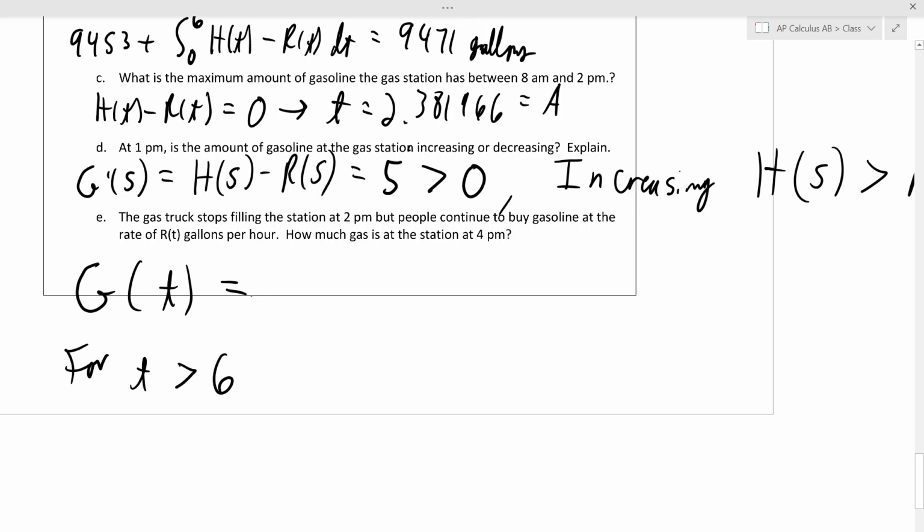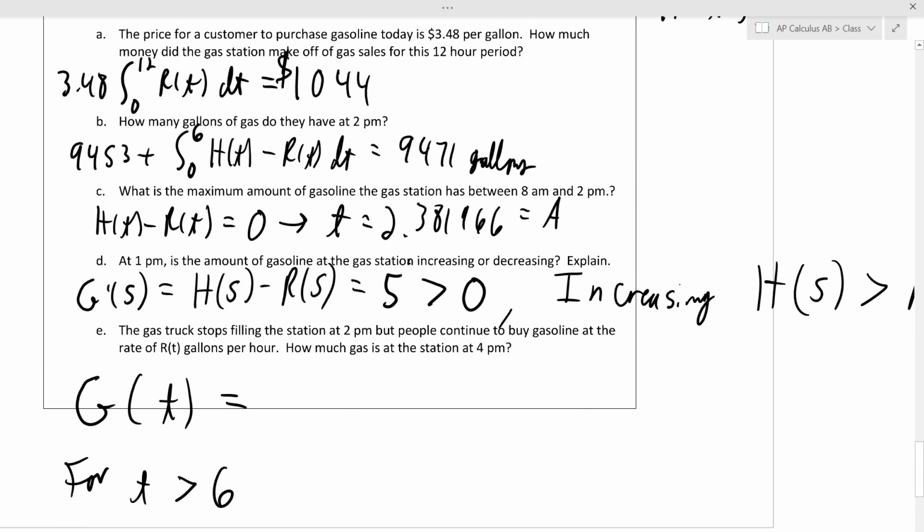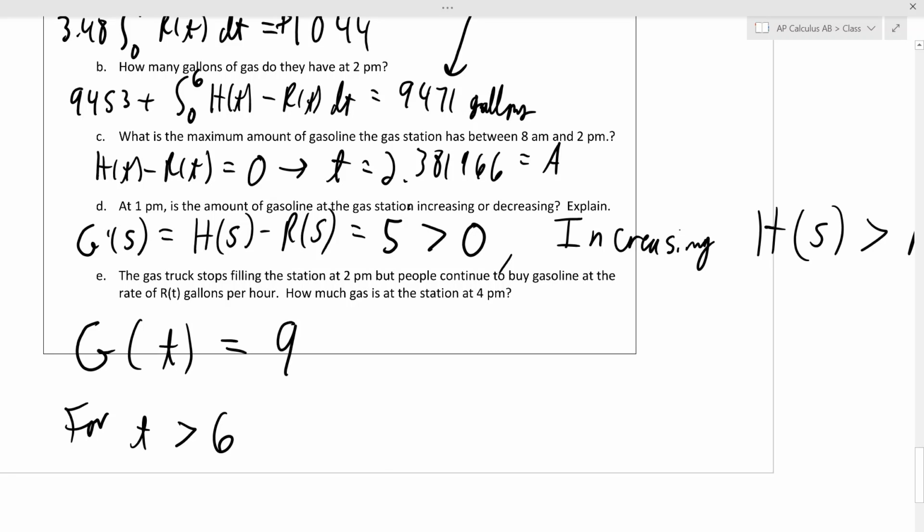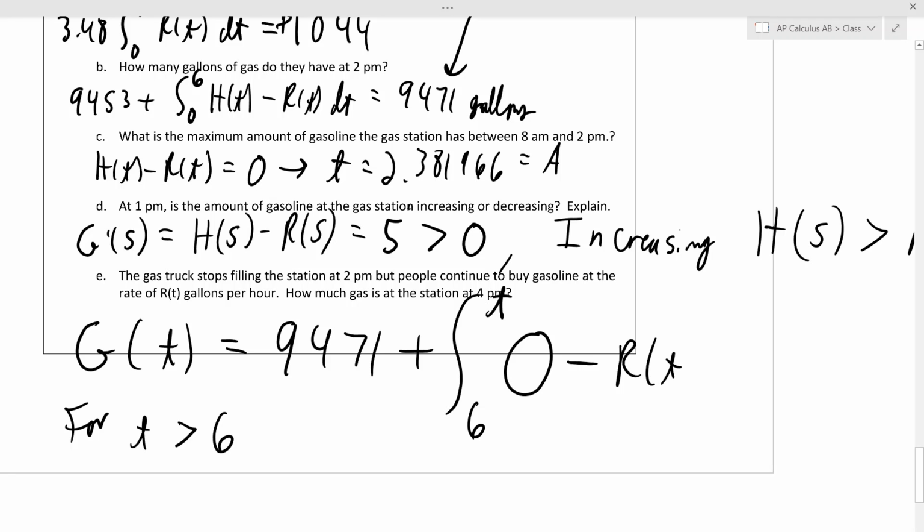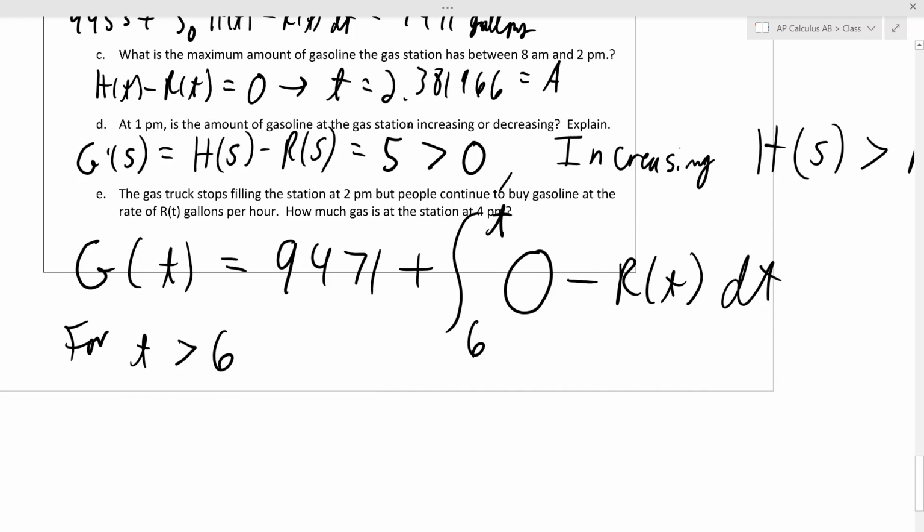So we got to start at 6, and I know at 6, which is 2 p.m., there's 9,471 gallons in there. So I'm allowed to rewrite a new function for G, starting at the 6th place instead of starting at 0. Okay, and it'll be the same thing, except for, we're going to go to T. My rate of change is now just R of T. It's really 0 minus R of T, because my rate in is now 0, because we're not pumping any more gas in. Okay, so how much gas is there at 4?